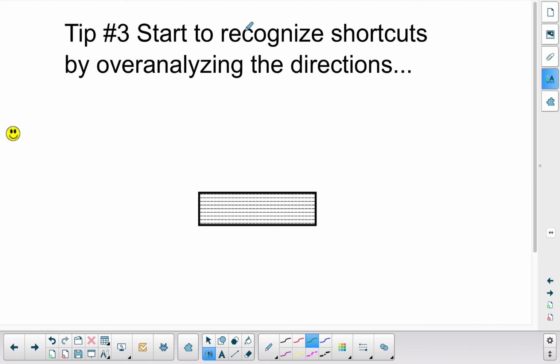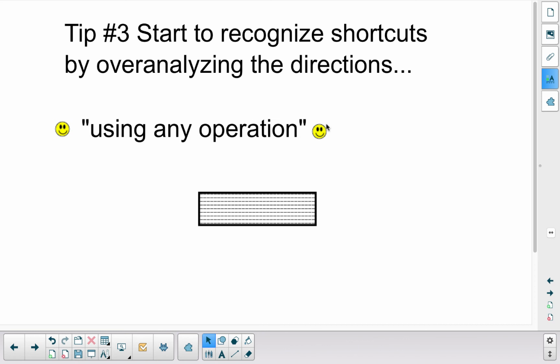And the last tip is you should start to recognize shortcuts by over-analyzing the directions. So really apply reasoning to what you're doing. And I'm going to give you 3 hints within this tip about what I mean. And if I give away too much, I think it kind of ruins things for you. And I want you to solve this on your own and not water this down so it's too easy of an assignment. But you can use any operation.